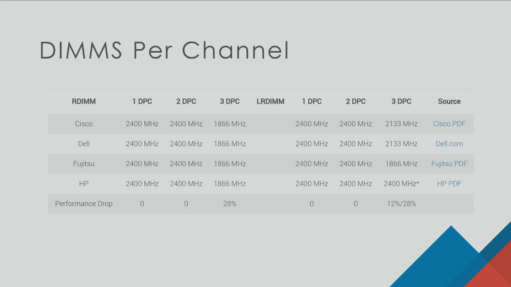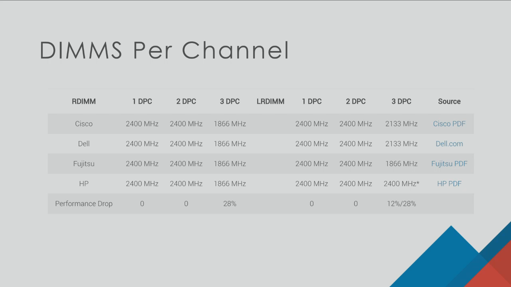So I looked up the most popular server vendors, and this is basically what they're saying. If you buy 2400, you're getting 1866. That's a 28% performance drop, right? Now, you can also buy LR DIMMs, and LR DIMM stands for load reduced. It has a buffer on the DIMM module that basically abstracts the number of ranks. That allows most server vendors to bump up the memory bandwidth, so you're getting a 12% drop. Think about that when you start to configure your server. Try to avoid a 3 DIMM per channel configuration.